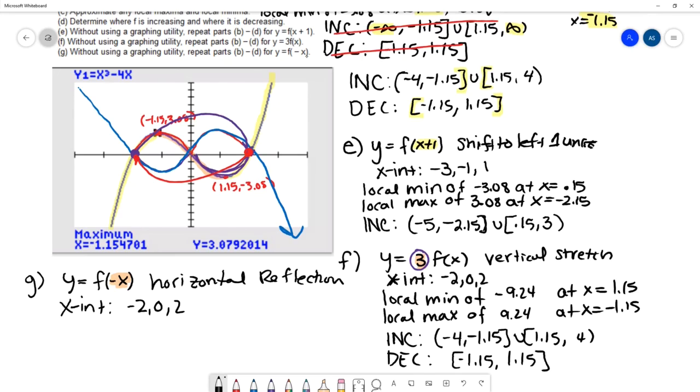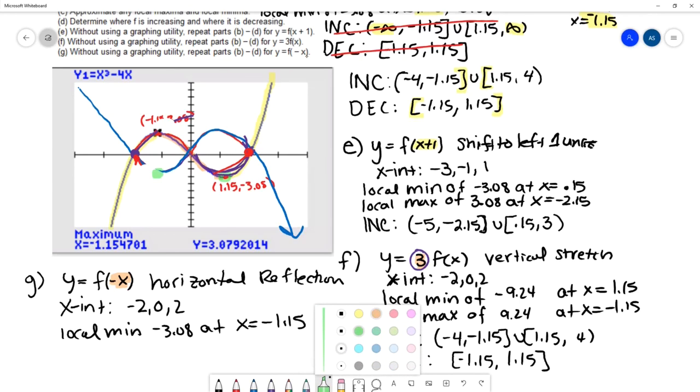I think all my markings on this picture have got me a little bit confused, so let's see if I can clear up. So let me use a highlighter here. So originally we had a local min right here, and because of the horizontal reflection, it moves over here. So our local min will now be -3.08, but instead of it being at positive 1.15, it's at -1.15.